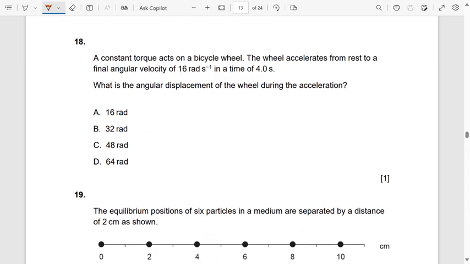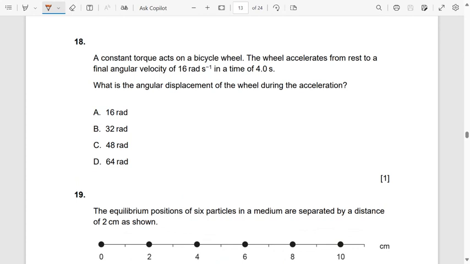Question 18 is a rigid body question one more time. So we have a constant torque acting on a bicycle wheel. The wheel accelerates from rest to a final angular velocity of 16 in time 4. What is the angular displacement of the wheel during the acceleration?